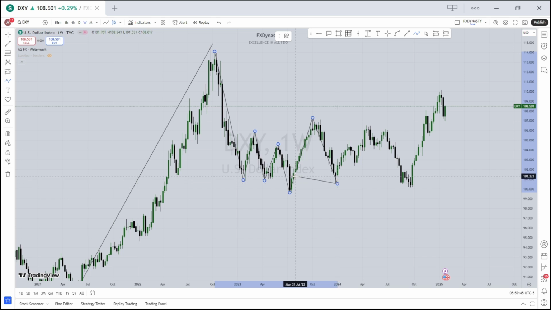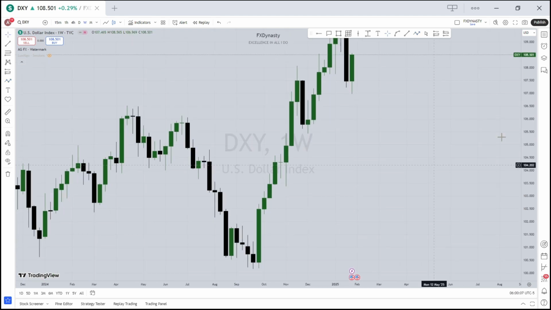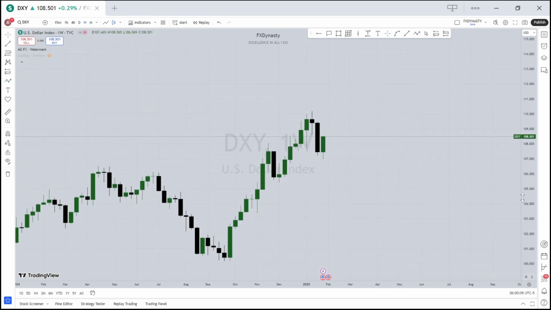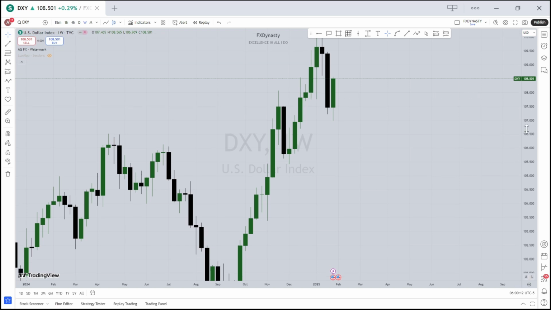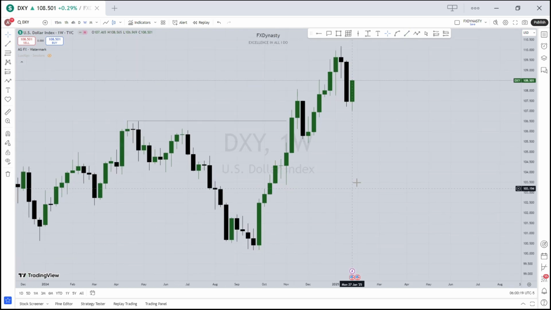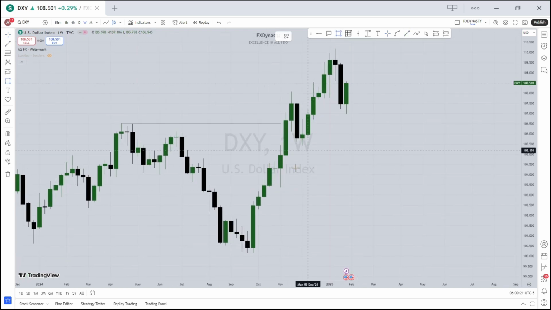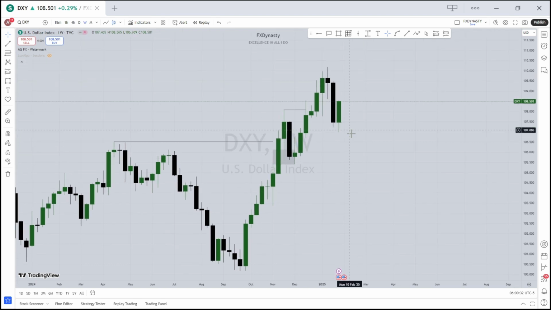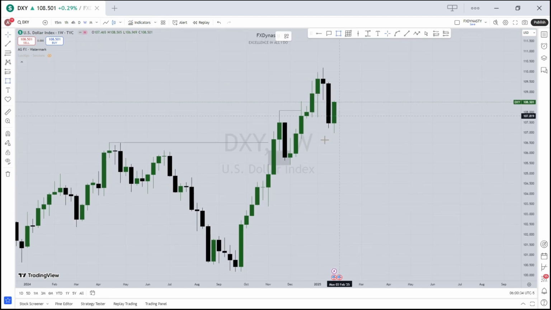Then we made a pullback into this weekly imbalance. From there, price went up, came down again and swept this low before running this high. So for now, we just concentrate on the most recent price action here. You can see that price took out this high, created what? A weekly imbalance here that price traded into before taking out this high. After price took out this high, we created another weekly imbalance here.